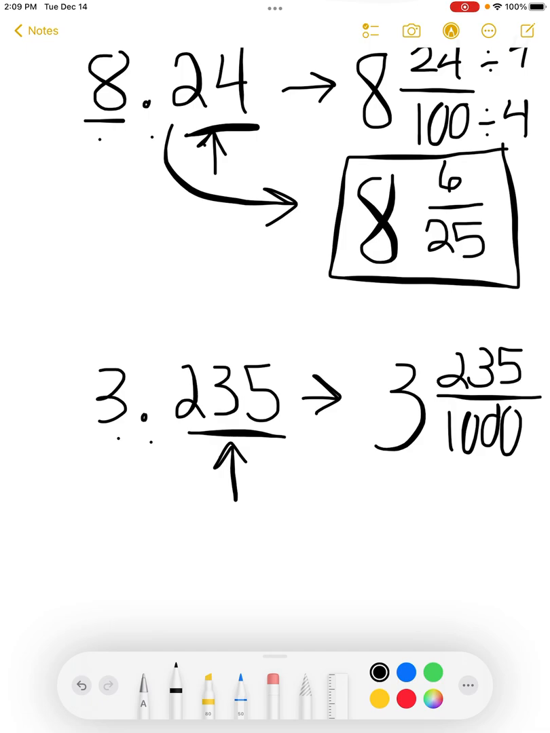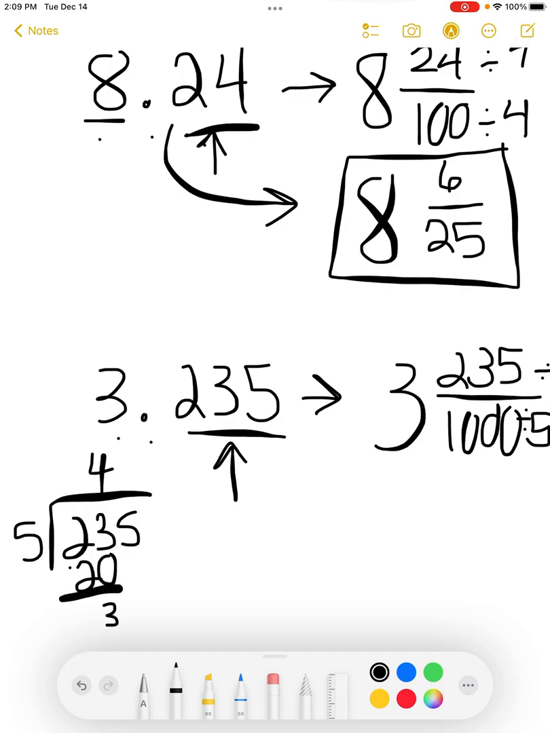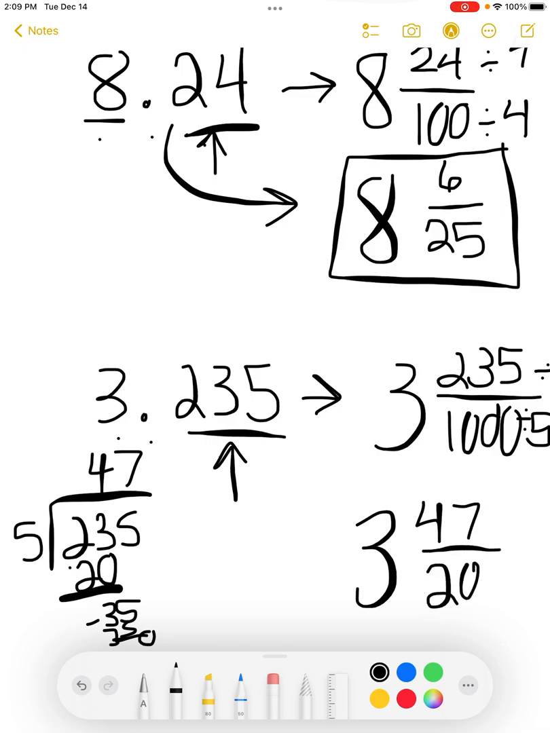Last step would be to divide. I'm going to start by dividing by 5. When I divide by 5, I get 47 as the numerator and 200 as the denominator. At that point, 47 doesn't have many factors, so I think I am in simplest form.